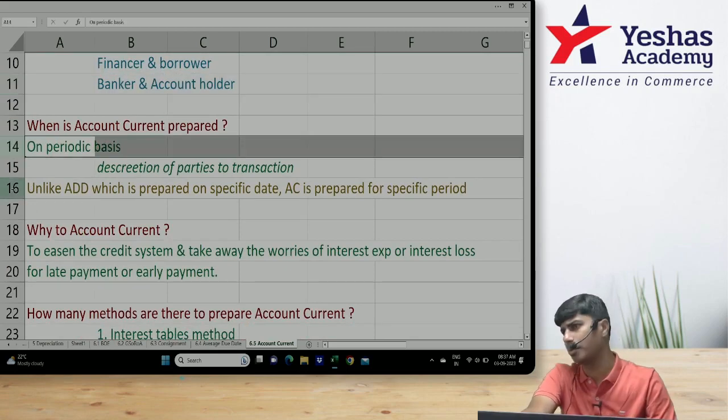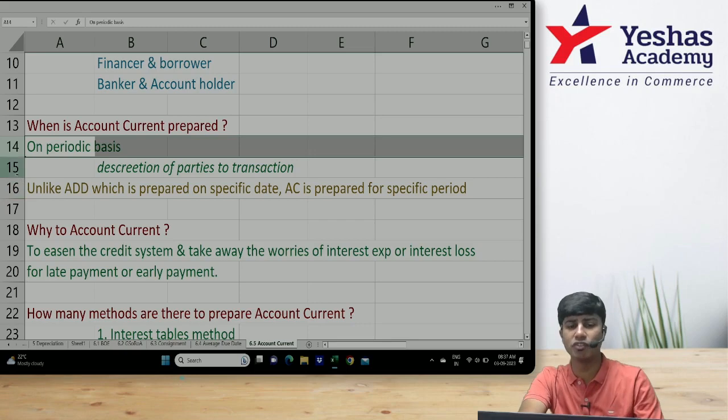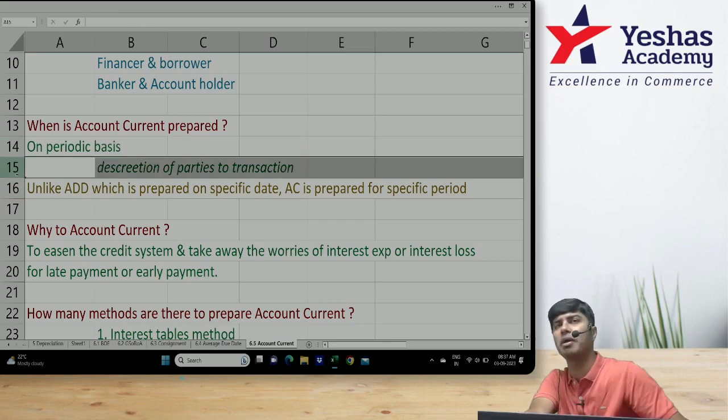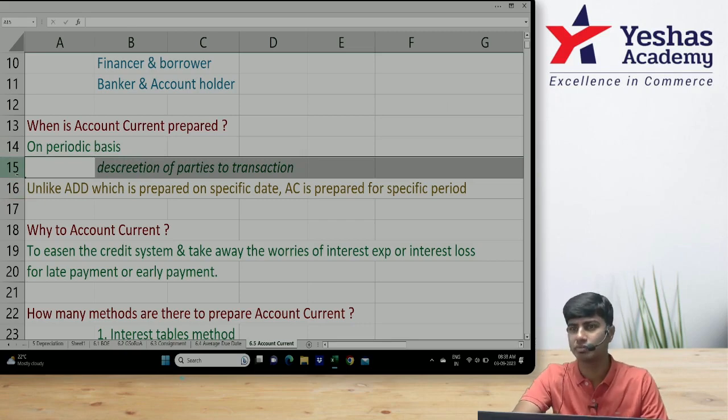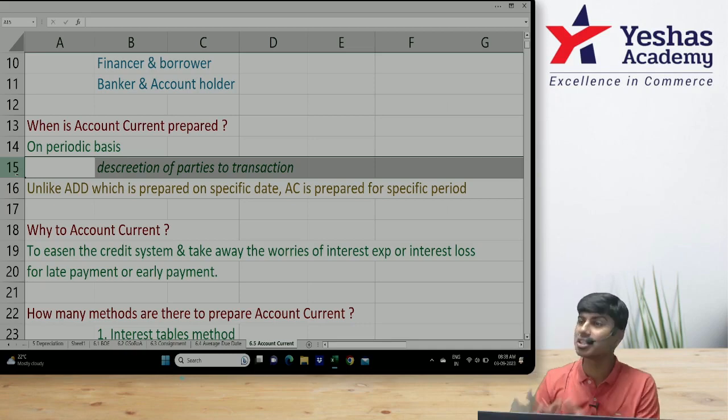For 15 days you can prepare account current. For 1 month you can prepare account current. It can be prepared for any period. And it is at the discretion of the parties to the transaction. It's between us. I can say we'll prepare from January 15th to February 15th. It need not be January 1st to 31st of January. Why? I told you this is not bound by the rules of accounting. Why? This is a special purpose statement. This is not a ledger account that we prepare.